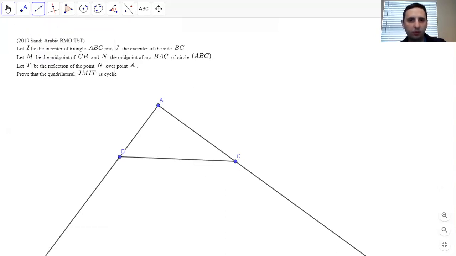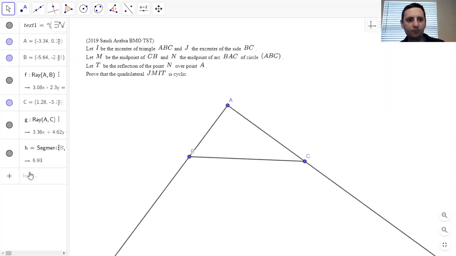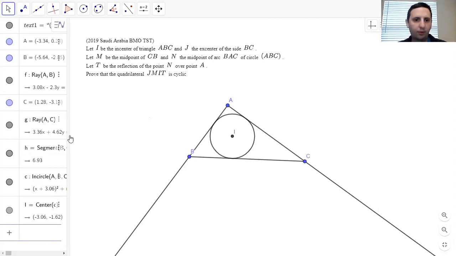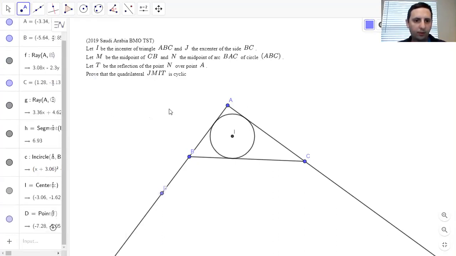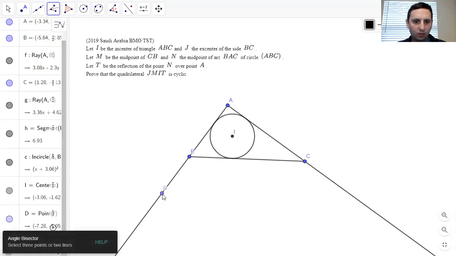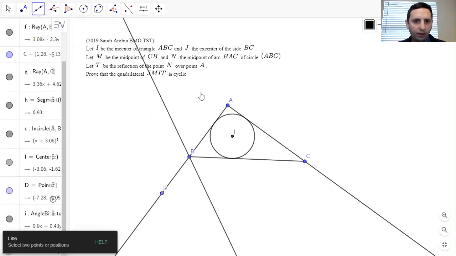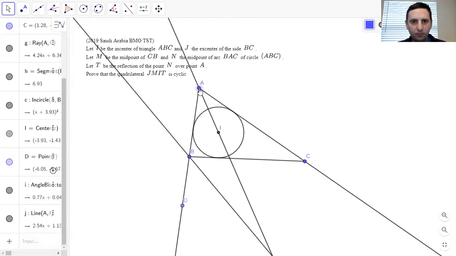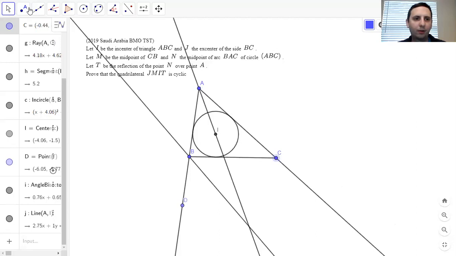Let me draw in the circle, and then we could draw the excircle. So it's I, and then if I draw the line AI, it's going to meet it at the excenter. Okay, so we want to draw the midpoint of arc BAC. We should probably use the incenter-excenter lemma here.